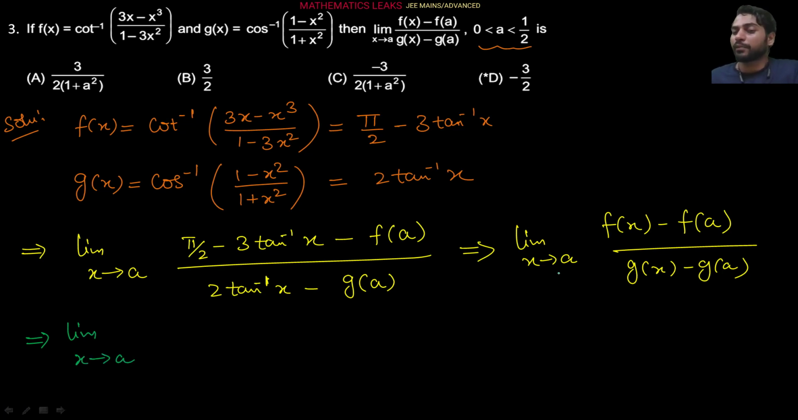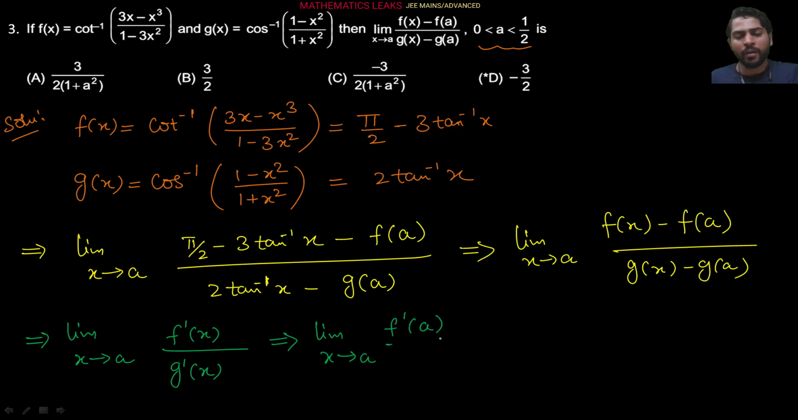When we are using L'Hospital rule, limit x tends to a, numerator differentiation with respect to x will be f dash of x minus f of a. F of a is what? Constant, its differentiation is 0, so no need to mention. Upon g of x differentiation g dash of x. And g of a is a constant, its differentiation is 0, no need to mention. So we are getting limit x tends to a, f dash of x upon g dash of x, and on using this limit directly we can say that it is nothing but f dash a upon g dash a, right everybody?